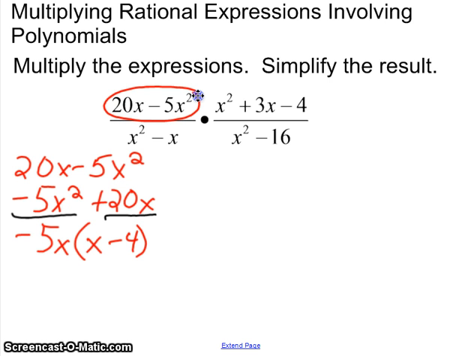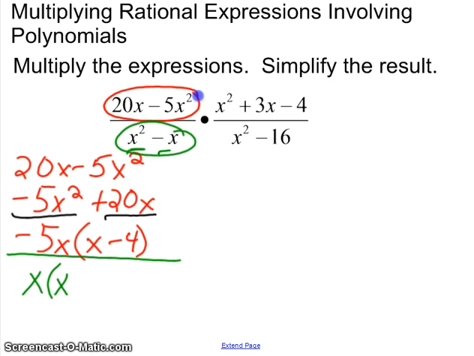All right, so that is the top left polynomial in this multiplication problem. Now I'm going to factor the bottom left, the denominator on the left. That one's already in descending exponent form. That one has a GCF. The GCF is x. There's an x in both terms. X to the power of 1 can be divided out of both terms. So x to the second divided by x is x. And then the negative x divided by x is -1.